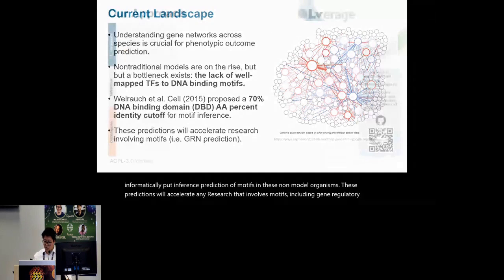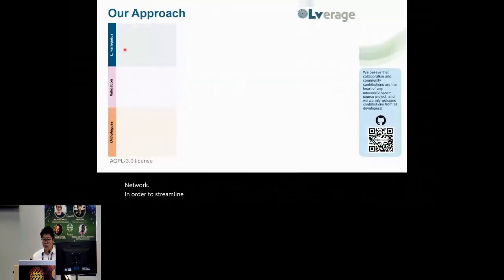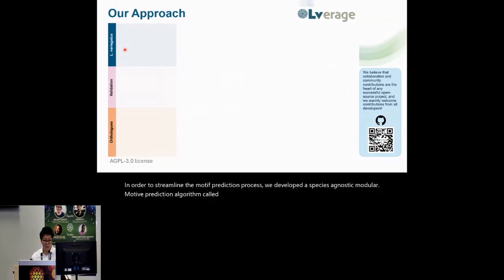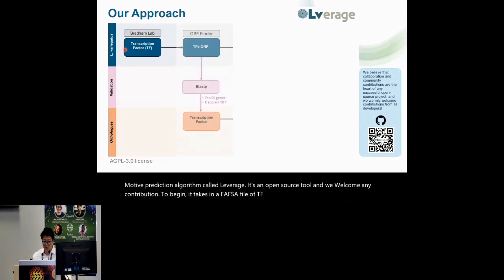In order to streamline the motif prediction process, we developed a species-agnostic modular motif prediction algorithm called Leverage. It's an open source tool, and we welcome any contribution. To begin, it takes in a FASTA file of TF sequences, and it finds the open reading frames of these transcription factors.